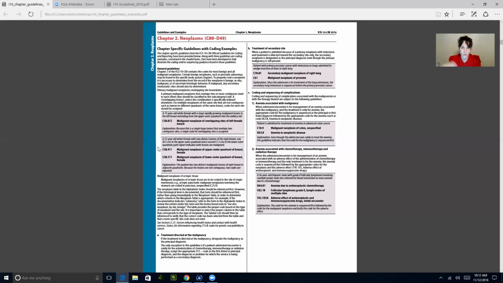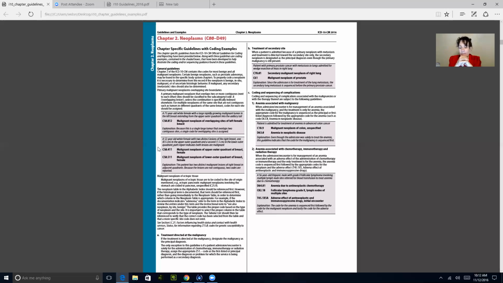So just going back to what we just learned, our first code would be C78.01, which is our secondary malignant neoplasm of the right lung. And our next code, our secondary diagnosis, would be C61, malignant neoplasm of the prostate. And our rationale, which we just covered, was since the admission was for the treatment of the lung metastasis, the secondary lung metastasis is sequenced before the primary prostate cancer. So these examples really just illustrate what we just learned.